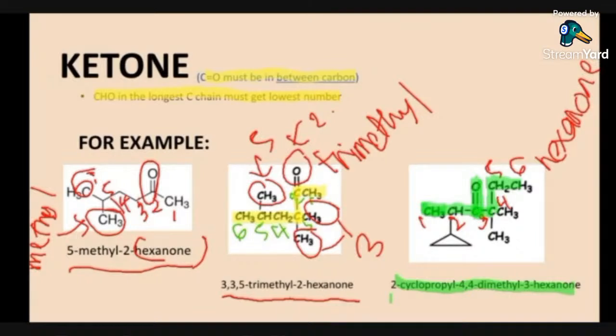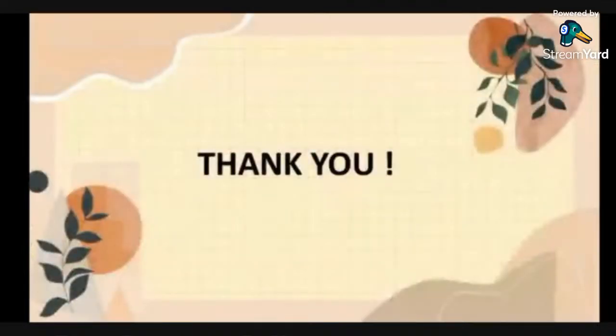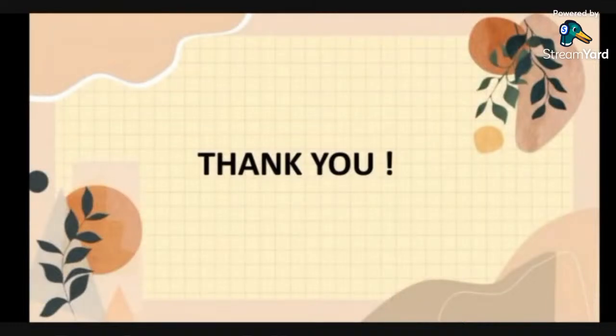And then this is methyl, and this is cyclopropyl. And methyl was at carbon number 4 and cyclopropyl at carbon number 2. That's why the name is 2-cyclopropyl-4,4-dimethyl-3-hexanone. So that's just it from me. The questions will be given in the comment.